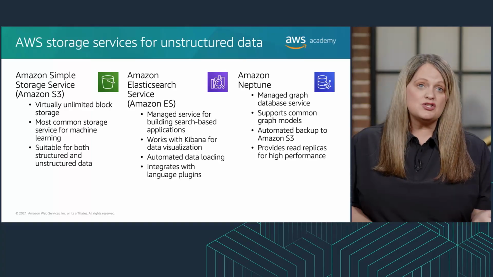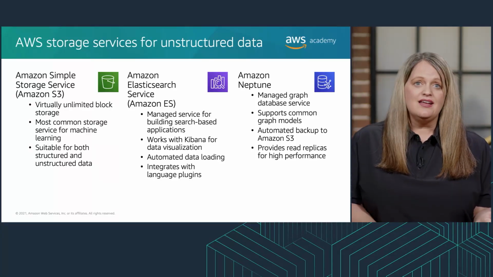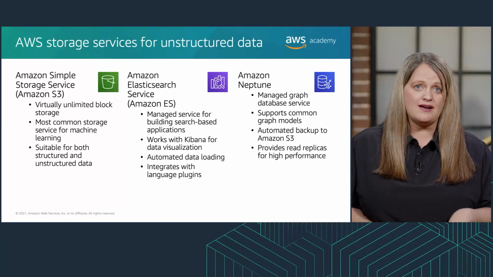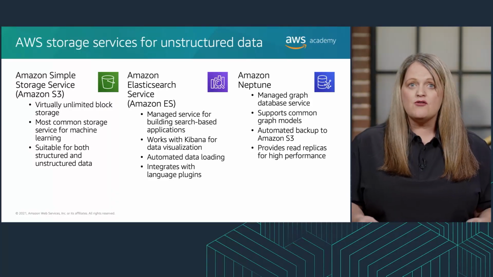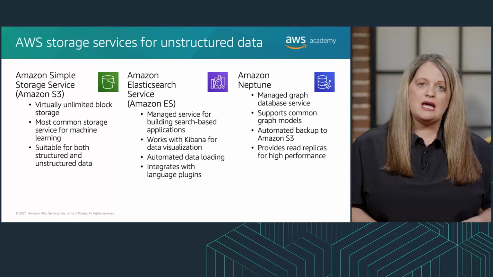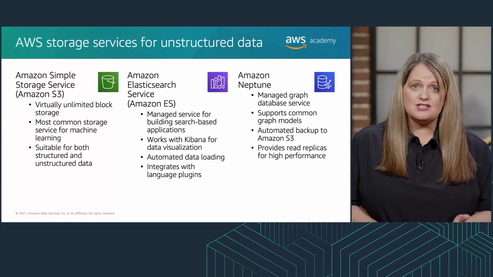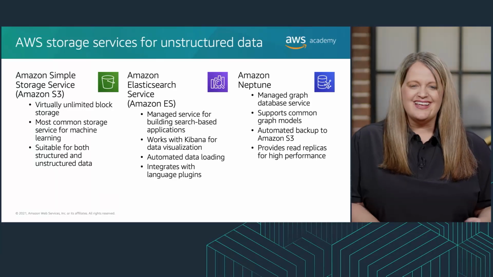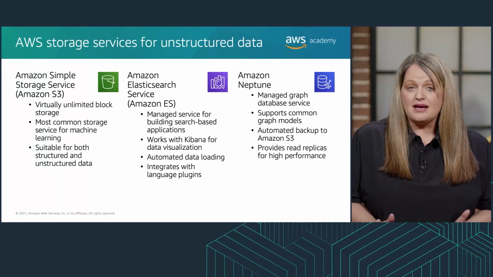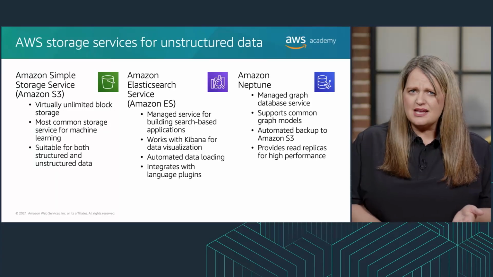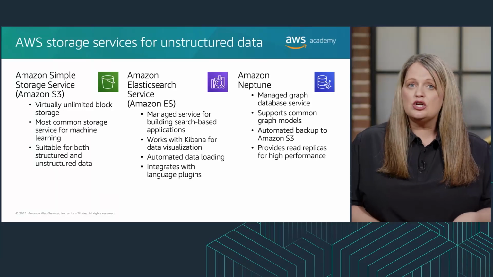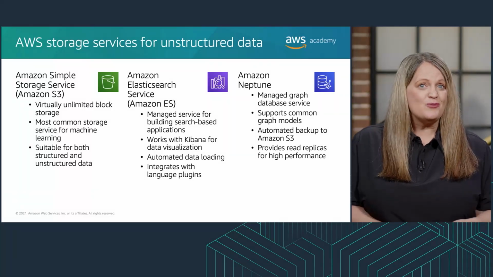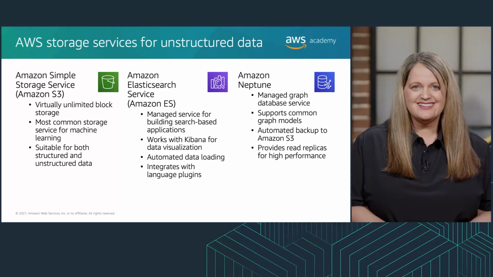Knowledge graphs are a special form of search-based application. In 2012, Google launched one of the first commercial knowledge graphs to help customers see results for a specific context. Amazon Neptune provides a database service that's designed to work with commonly used graph models. Neptune provides automated backup to S3. When you set up a Neptune cluster, you can include read replicas, which provide higher performance for read-intensive applications.